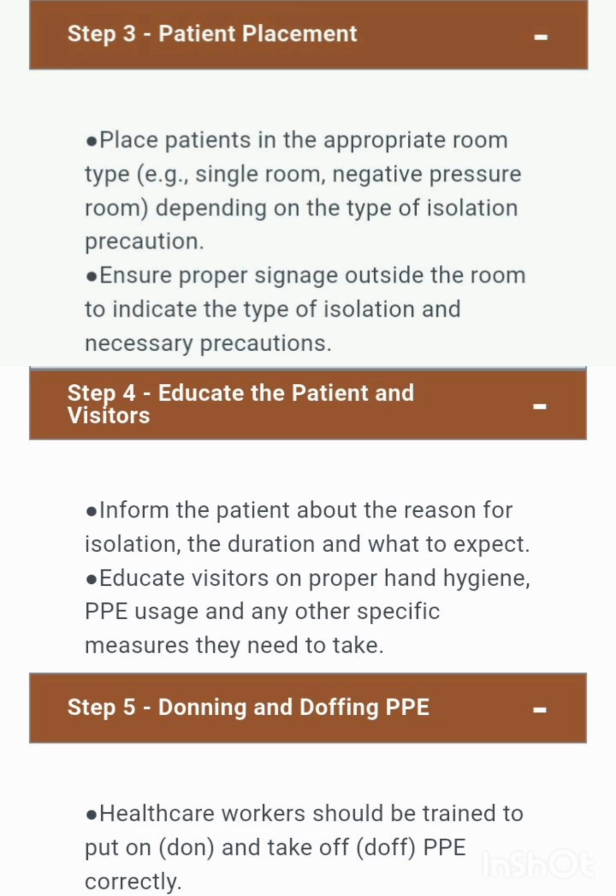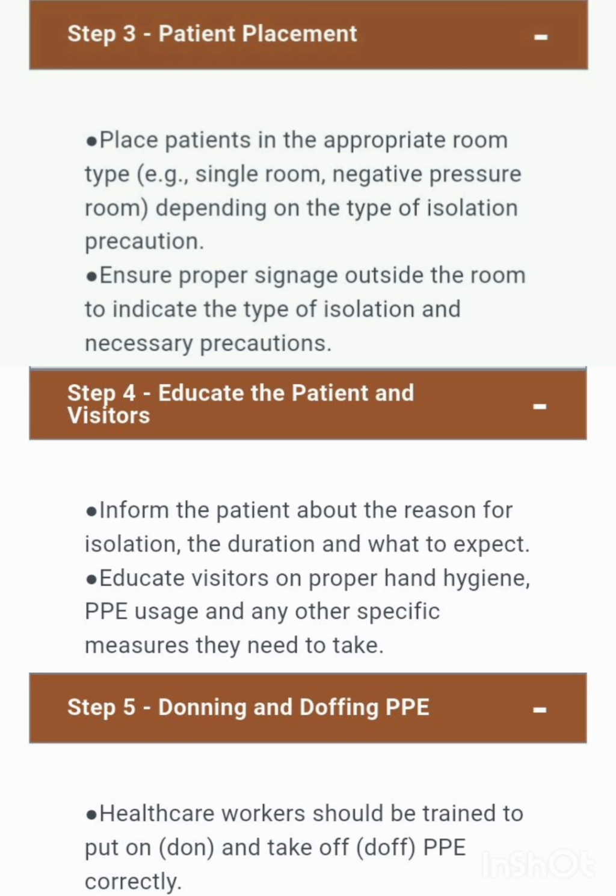Step 3: Patient placement. Place patients in the appropriate room type, like a single room or negative pressure room, depending on the type of isolation precaution. Ensure proper signage outside the room to indicate the type of isolation and necessary precautions. Step 4: Educate patients and visitors. Inform the patient about the reason for isolation, its duration, and what to expect. Educate visitors on proper hand hygiene, PPE usage, and any other specific measures they need to take. Enlightenment is very important in every case of health and hygiene.